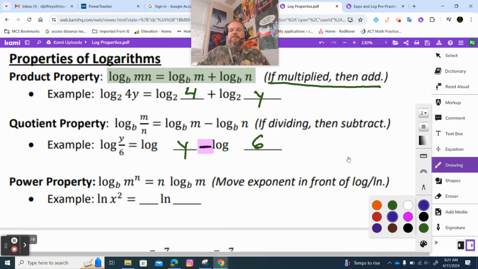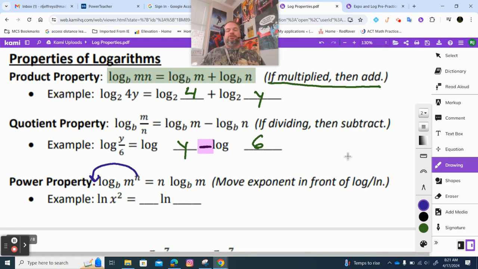Now, this power property, you can basically just take this number and move it right here. You just move the exponent in front of the log or the ln. It doesn't matter if it's log or ln, it's still the same thing.